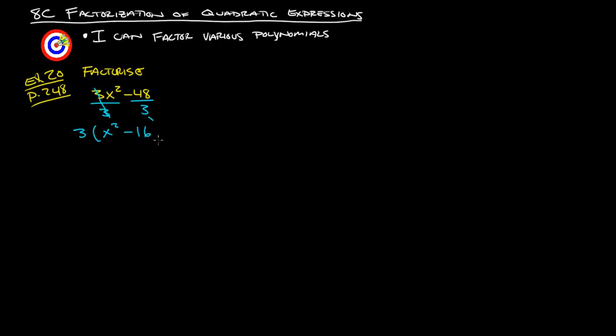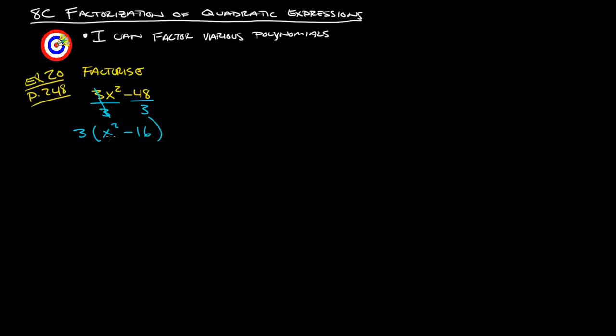Okay, all right. Next example is example 20 from page 248. We're going to factorize 3x squared minus 48. So first thing to notice is both of these can be evenly divided by 3. So we factor the 3 out. Those 3s reduce out, and we get x squared. And then negative 48 divided by 3 gives us negative 16.